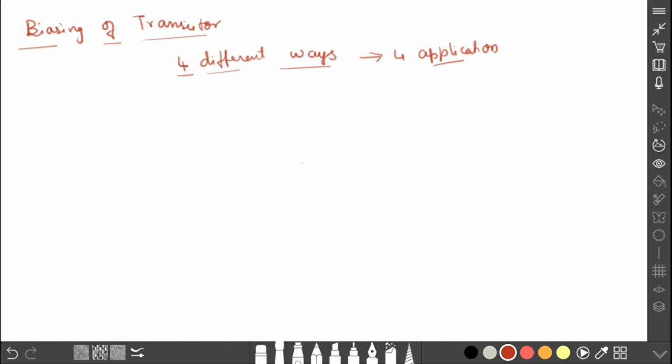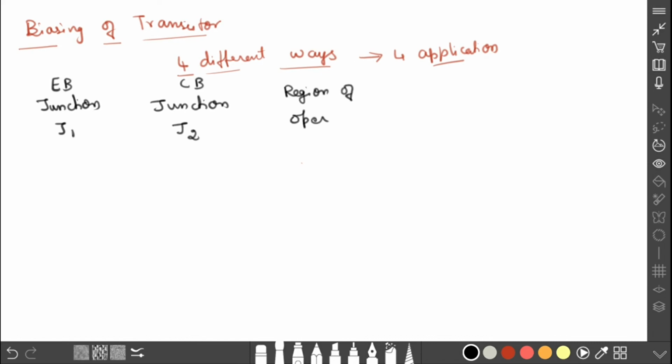Okay, so two junctions are there. What is the first junction? Generally we mention it as J1. The first junction will be the EB junction. And the second one is the CB junction, which is represented by J2. According to the biasing of these two junctions, how will the operation take place? That is the region of operation. And third, if you connect these two junctions with different biasing, what is the application part? This part only we are going to discuss now.